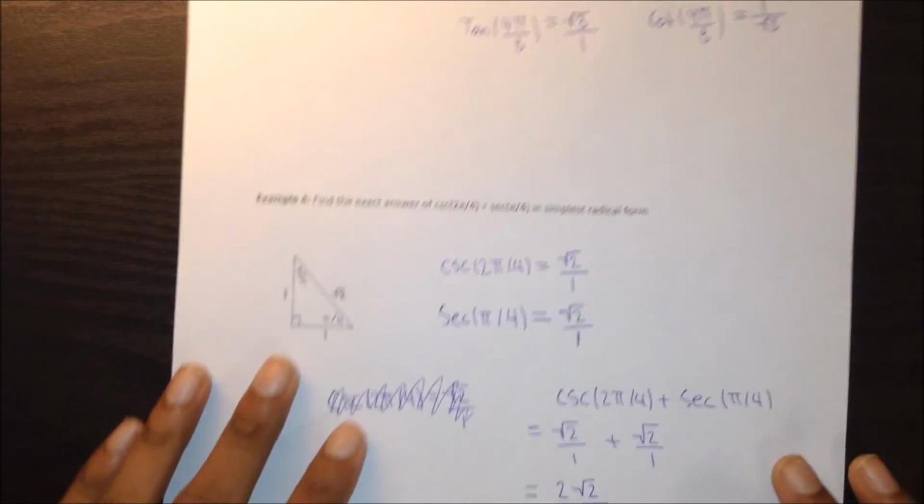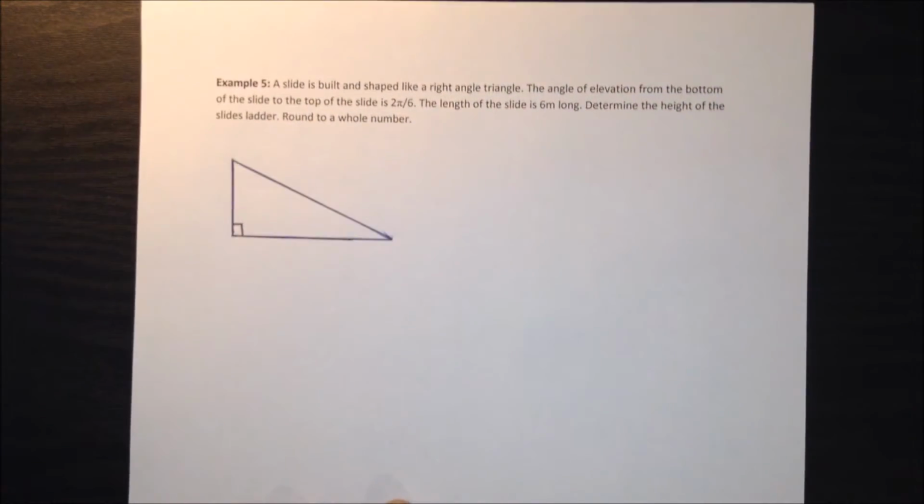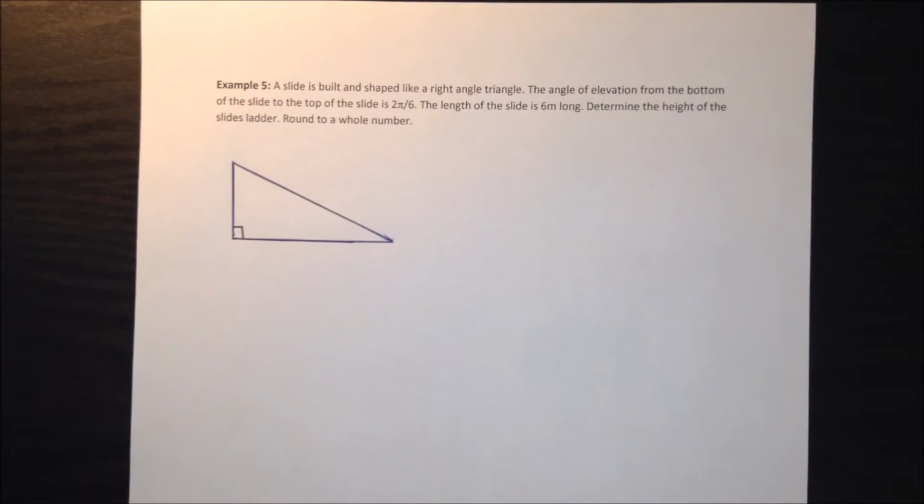Now let's look at example 5. The question tells us, a slide is built and shaped like a right angle triangle. The angle of elevation from the bottom of the slide to the top of the slide is 2 pi over 6. The length of the slide is 6 meters long. Determine the height of the slide's ladder, h, and round the final answer to a whole number.